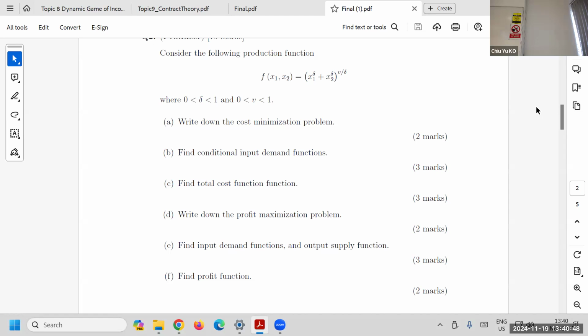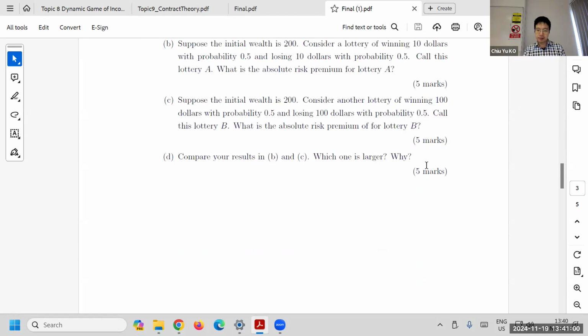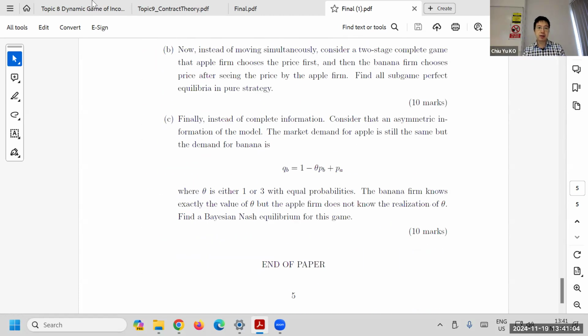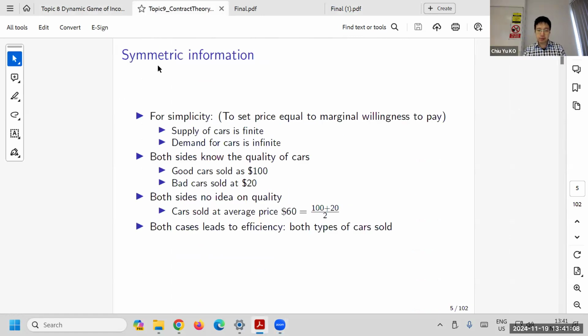So maybe three to four questions, something like that. It should be very applied. There are no proofs, basically all computational. So there's nothing very deep in this one.